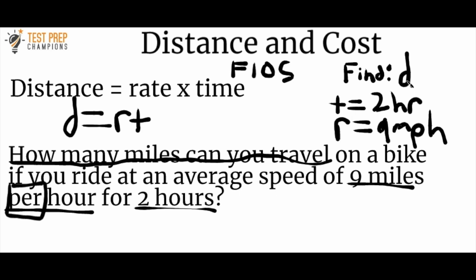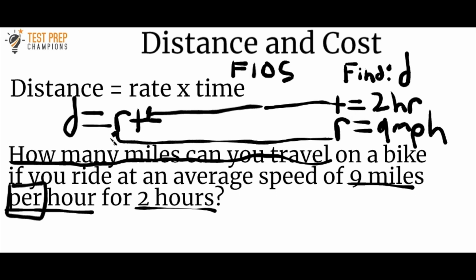Well, we need to find our d, or our distance, and we know the t and we know the r. So let's substitute these into our equation here. So what do I mean by substitute them into our equation? So our equation is d equals rt. And so we want to take this t here and we're going to substitute the value 2 into our equation for t. And then we're going to do the same thing with this r here. So we're going to substitute a 9 into the equation for r.